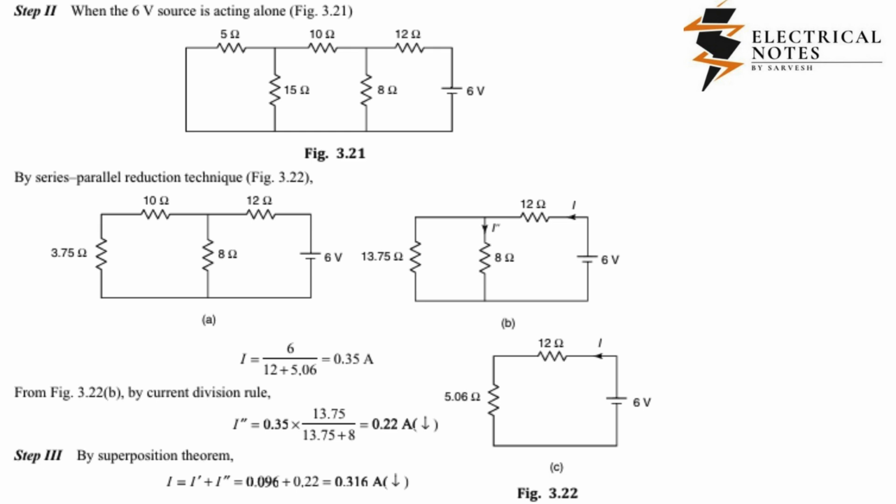A 35. From figure 3.22(b), by current division rule, I0 equals times plus equals 0.35, 1.375... 1.375 over 8. Step 3. By superposition theorem.